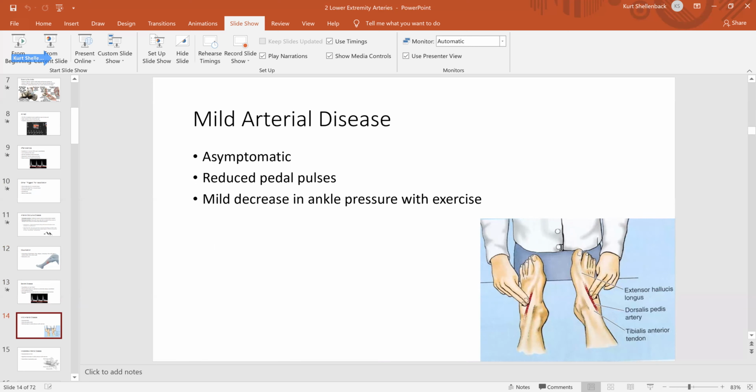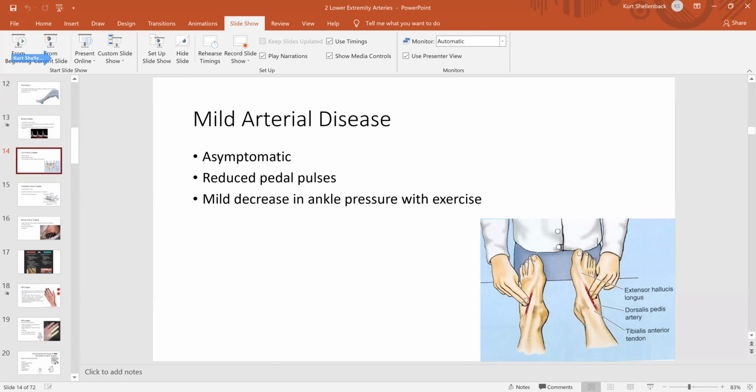Mild arterial disease, I don't know why severe came before mild. I might have my slides out of order here. Could be asymptomatic. You may have reduced pedal pulses, which, by the way, I don't know how doctors and nurses do that. I am not very good at finding pulses. Mild decrease in ankle pressure with exercise. Did we talk about that last time? I think we did.